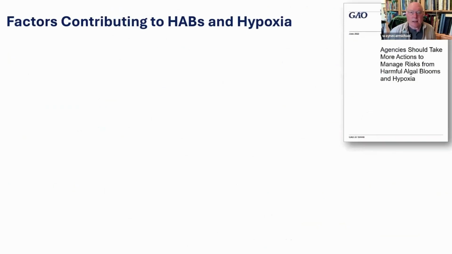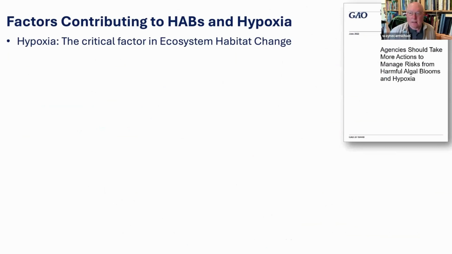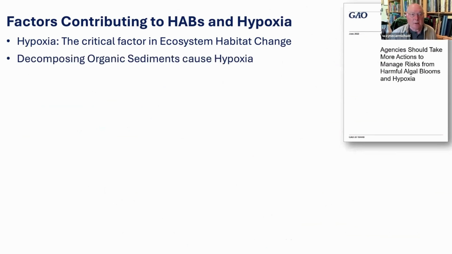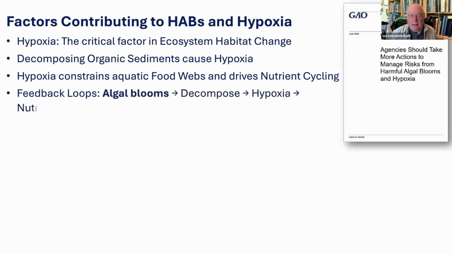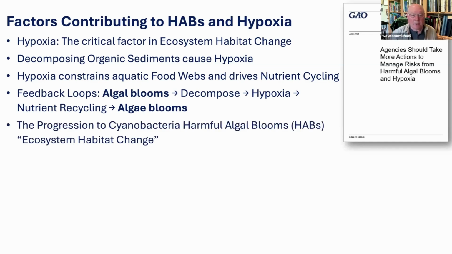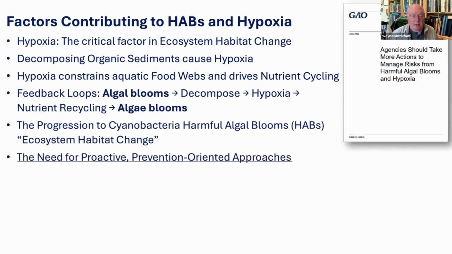The factors that contribute to HABs and hypoxia, and this again is detailed in the GAO report, even though they don't really affect methods for prevention. The critical factor is hypoxia and decomposing organic sediments causing hypoxia. Hypoxia constrains the food web and drives nutrient cycling. It creates these feedback loops, which we can sort of summarize as algal blooms, decomposition, hypoxia, nutrient recycling, and algal blooms. That progression to cyanobacterial HABs is referred to as ecosystem habitat change.